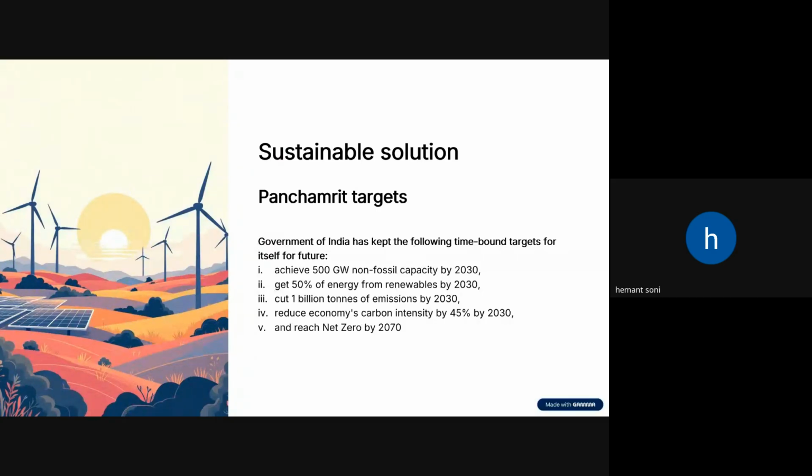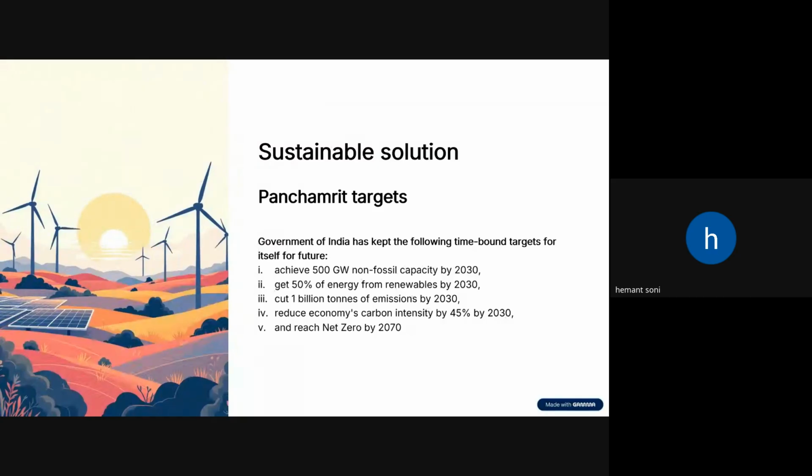Now, to encourage clean sources of energy and reducing the waste, Government of India has kept the following time-bound targets for itself for the future. These are called Panchamrit targets. So first one is to achieve 500 gigawatt non-fossil capacity by 2030. So producing 500 gigawatts of power through unconventional sources of energy. Then to get 50% of the energy from renewables by 2030. So what we were getting in 2005, so to improve the percentage to 50% of the energy from renewables by 2030.